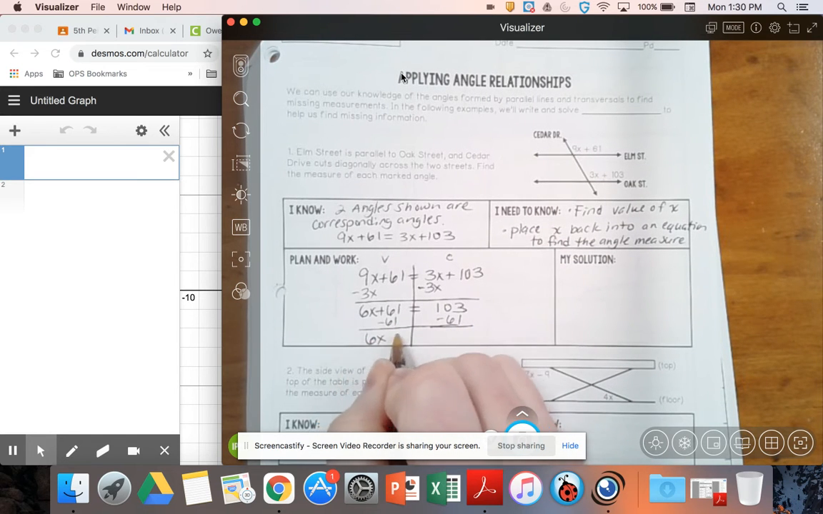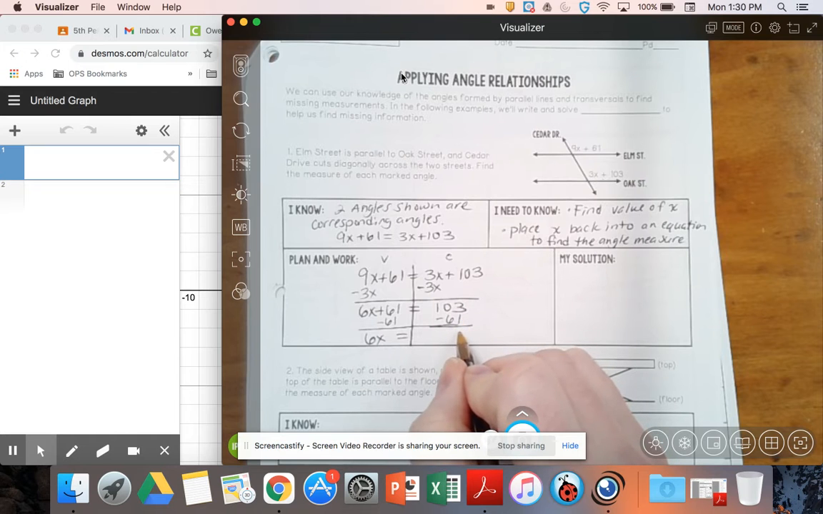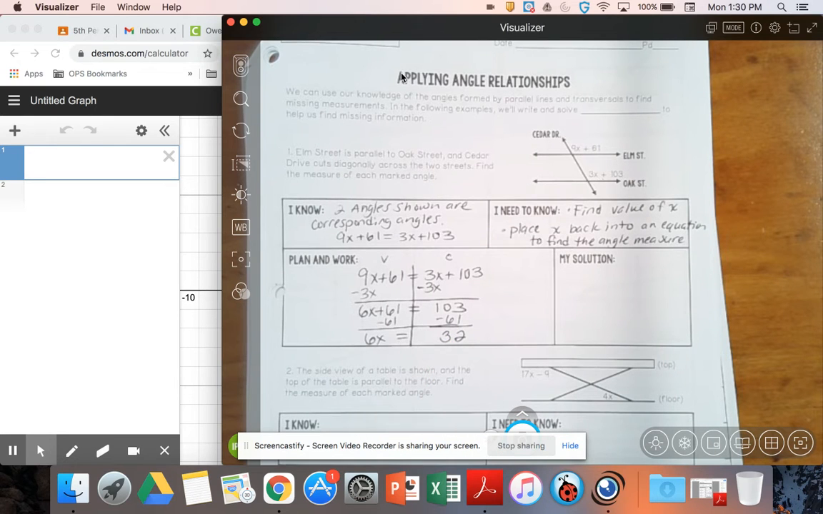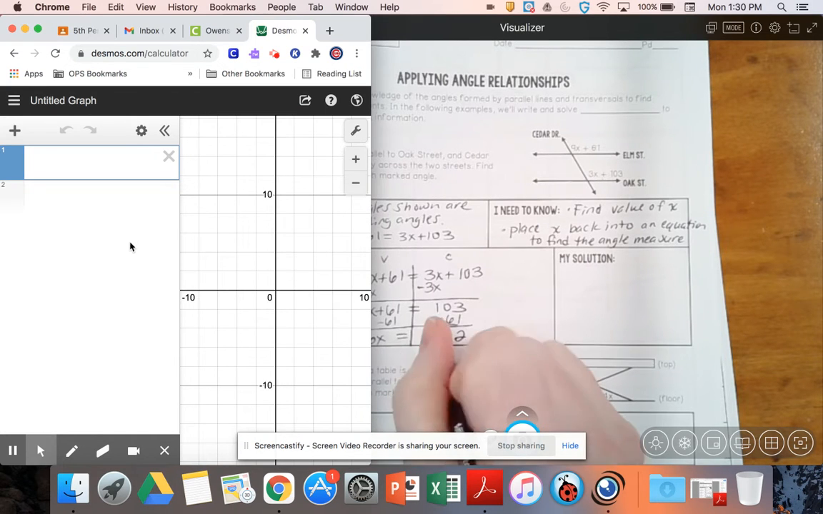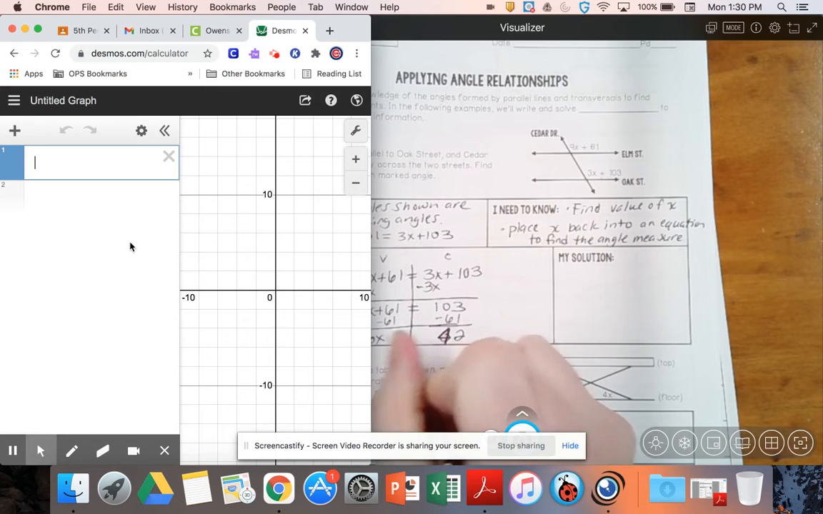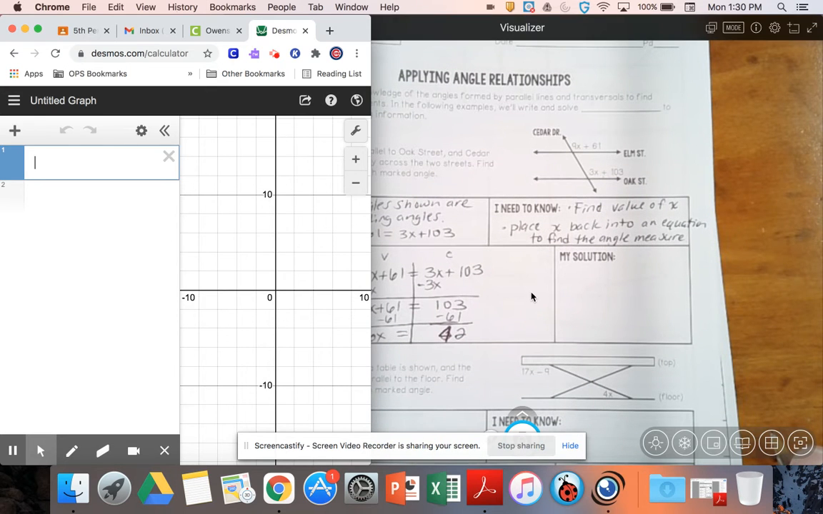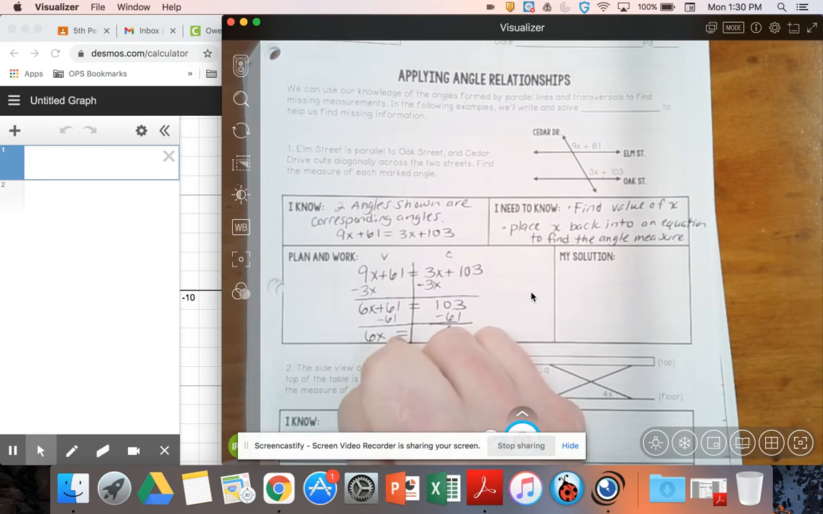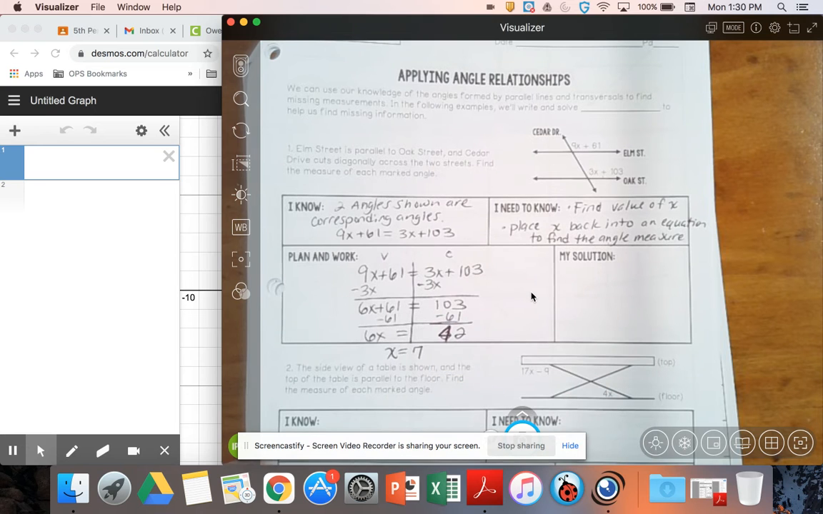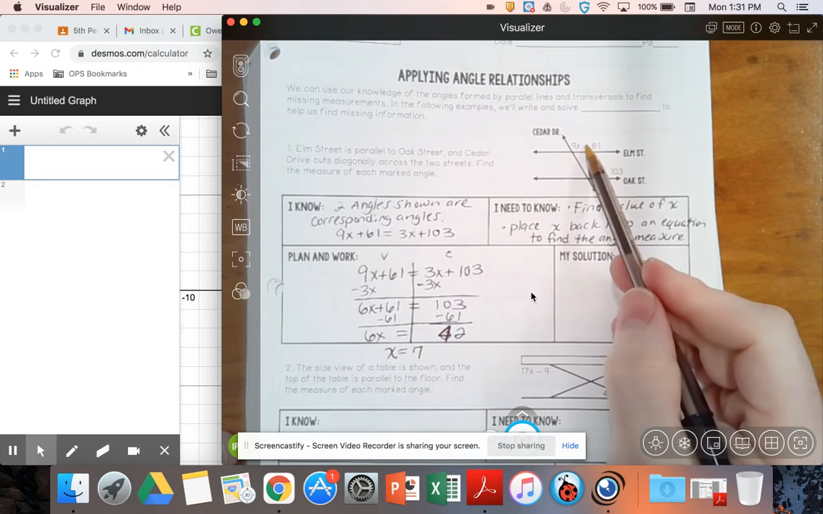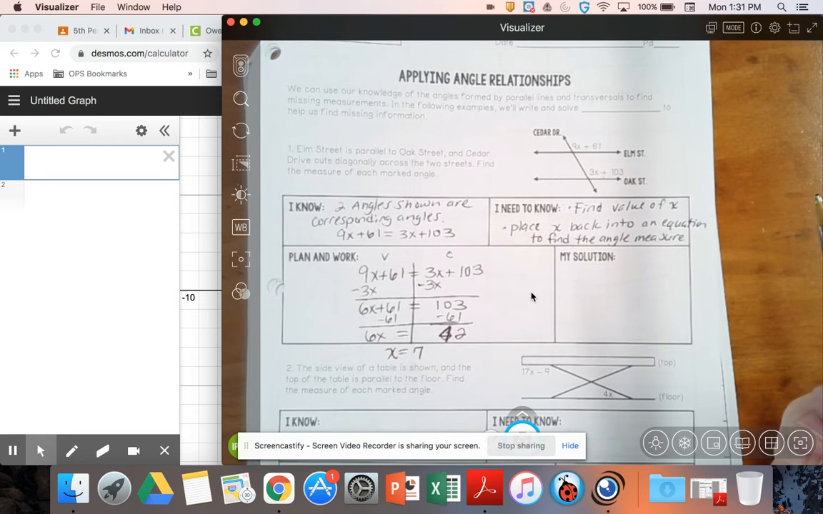So I get 6x is equal to, when I subtract that there, I get 32 there. And then I can divide that out. And actually, that's 42. I'm sorry, 42. Then I can divide by 6. And when I divide by 6, I get 7. So my x is 7. That does not tell me the angle measure. The angle measure is not 7.